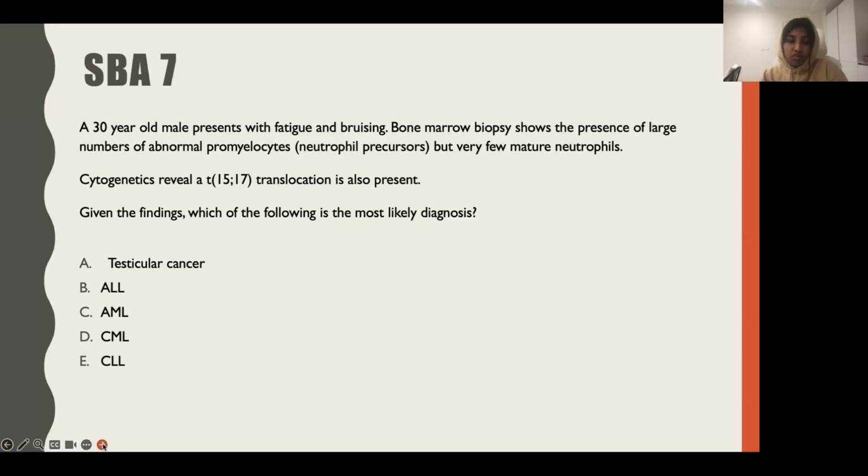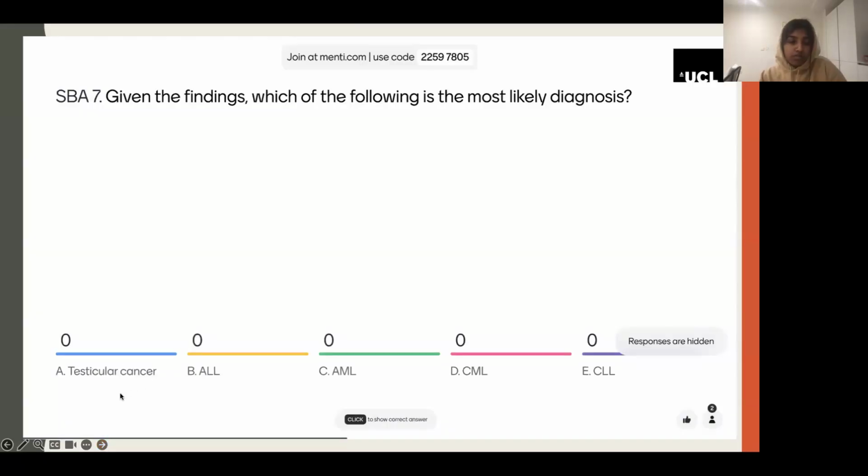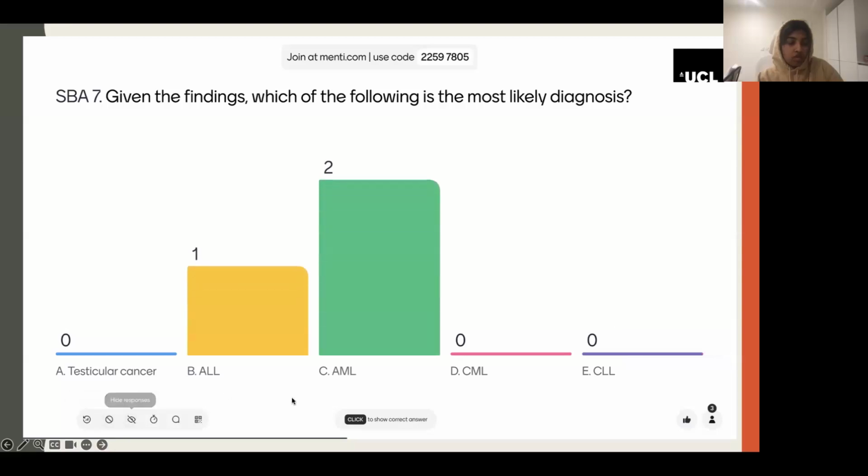I think this one is a bit more straightforward, so let's see what people put. Okay, someone said ALL, someone said AML.